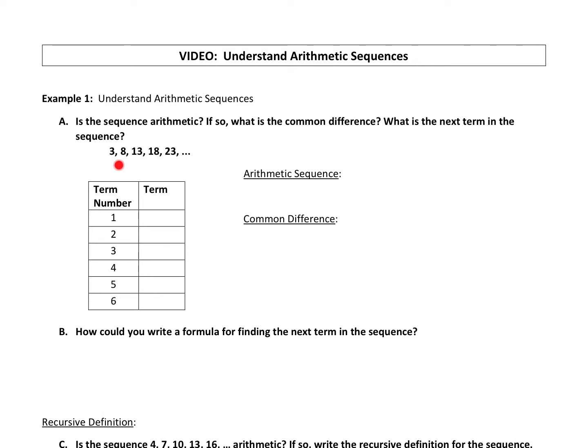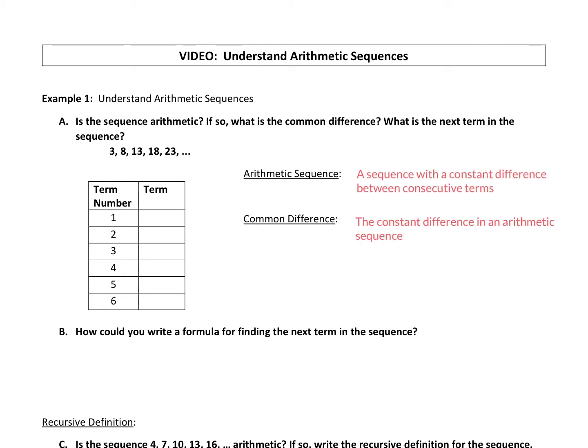So we're given a sequence of numbers right here. 3, 8, 13, 18, 23, dot, dot, dot. So any pattern formed here with that dot, dot, dot tells us that pattern will continue on, and we can find the next number, the next number, the next number, and so forth. So we're asked to answer the question, is it an arithmetic sequence? So it would help to know what that is. So let's put that definition in our notes.